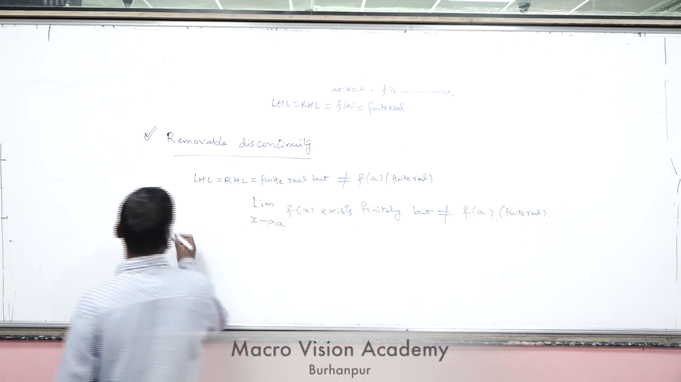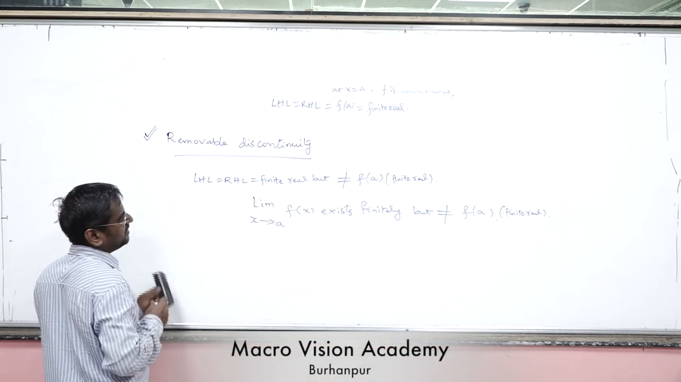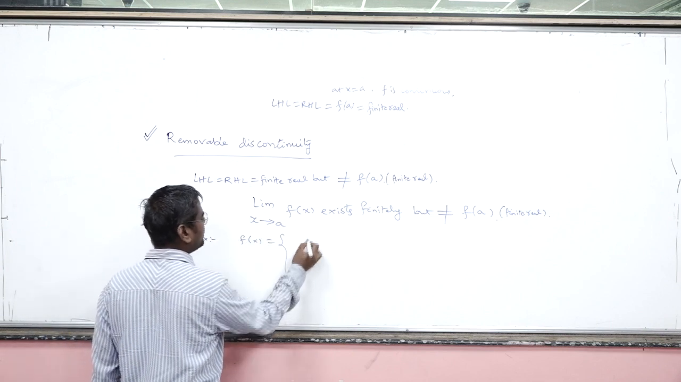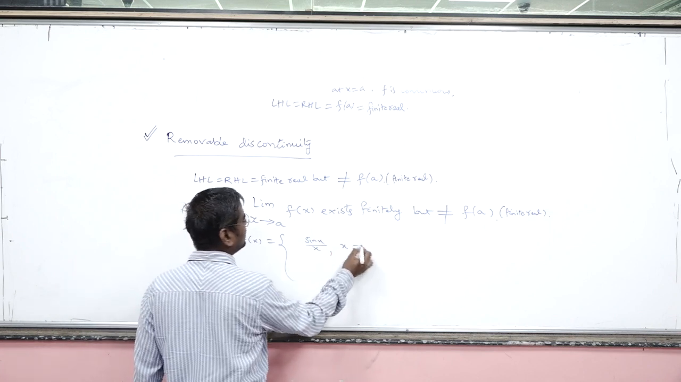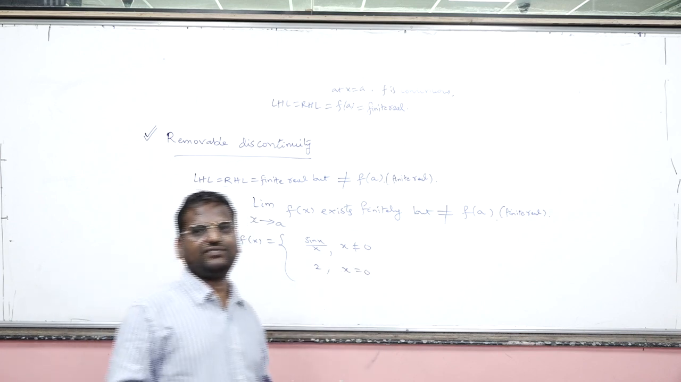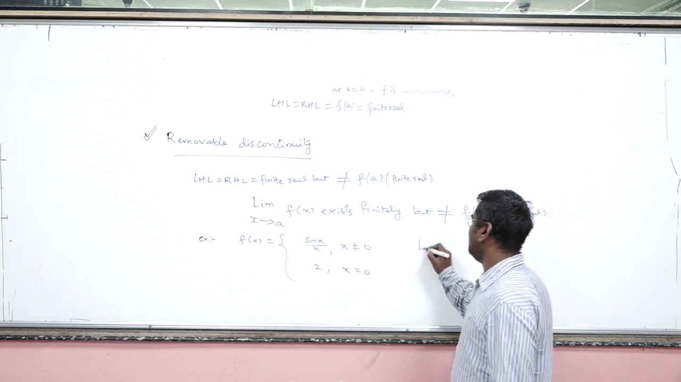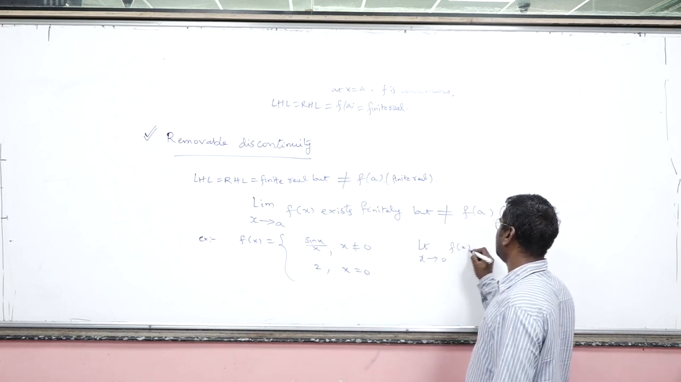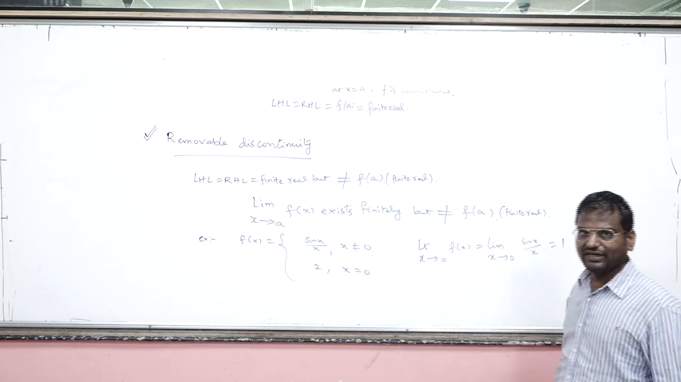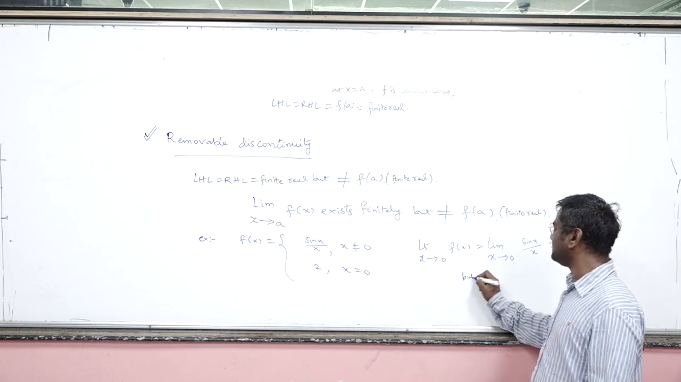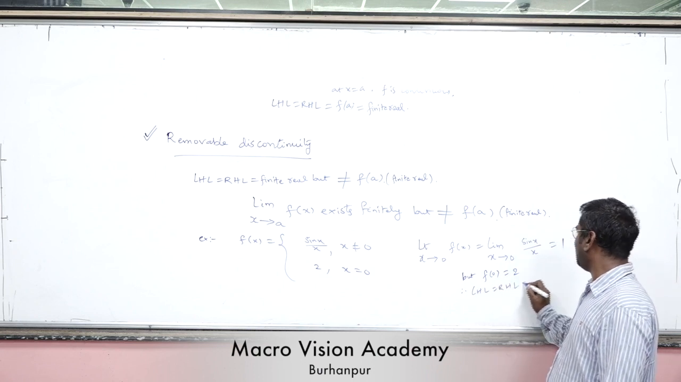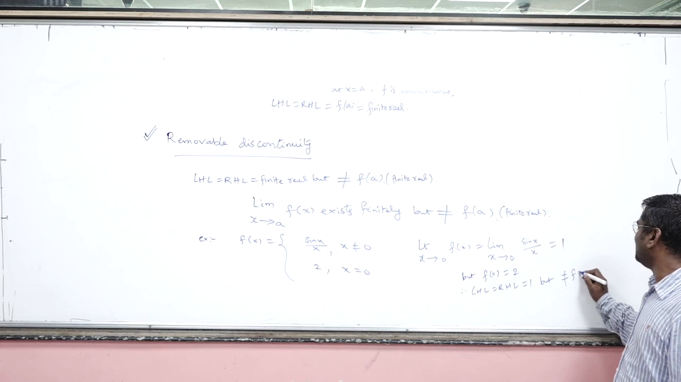We have seen a lot of examples for this particular case, where the limit exists but the function value is different. Let us say f of x equals sin x by x when x is not equal to 0, and 2 when x equals 0. As you can see, limit x tends to 0 of f of x equals limit x tends to 0 of sin x by x, which is 1, a standard limit, but f of 0 is given to be 2. Therefore, LHL equals RHL equals 1 but not equal to f of 0.